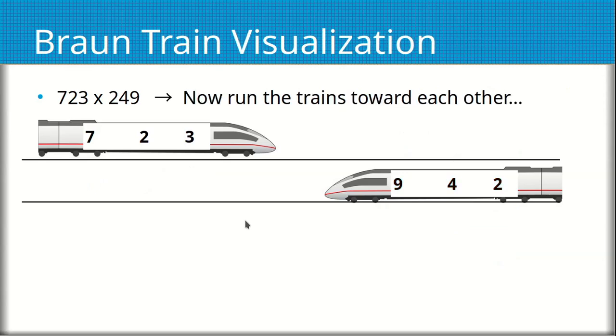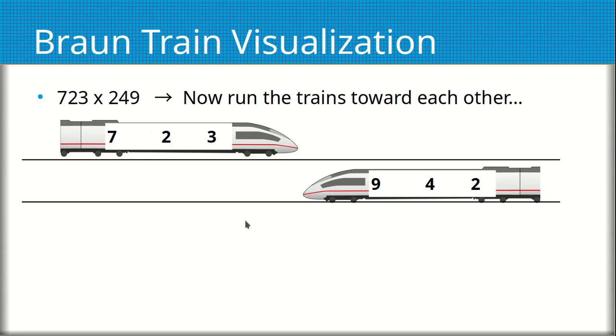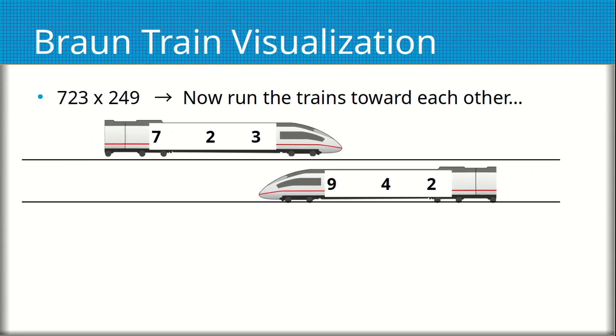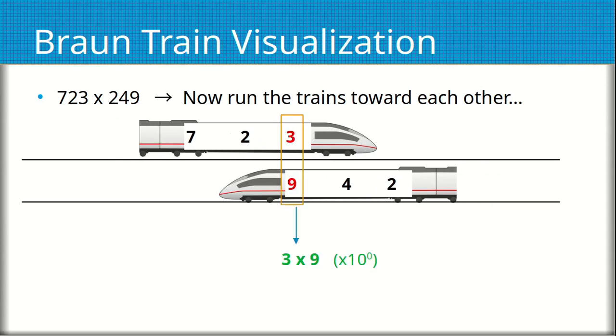Okay? Trains are speeding past each other, and watch what happens. Here they go. They're going to cross each other soon. The first two numbers are going to meet, and boom. First two numbers meet. 3 times 9 is 27.